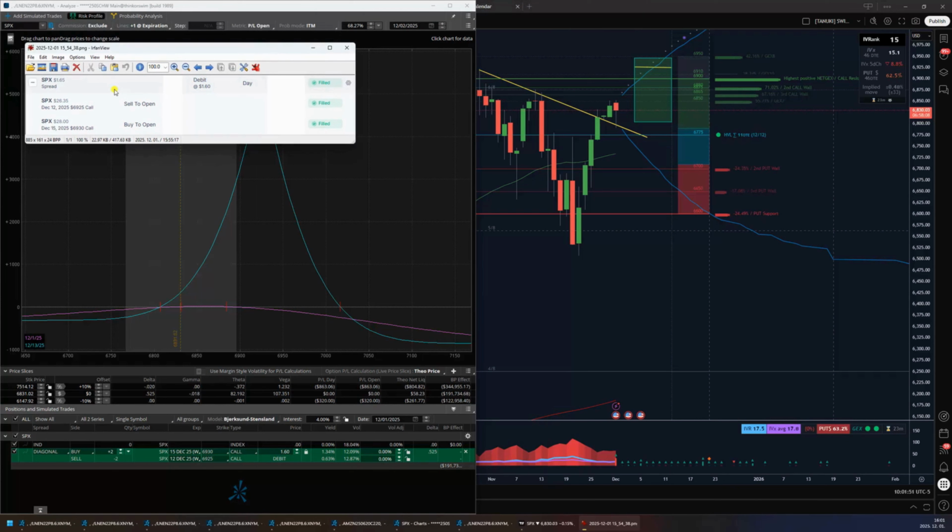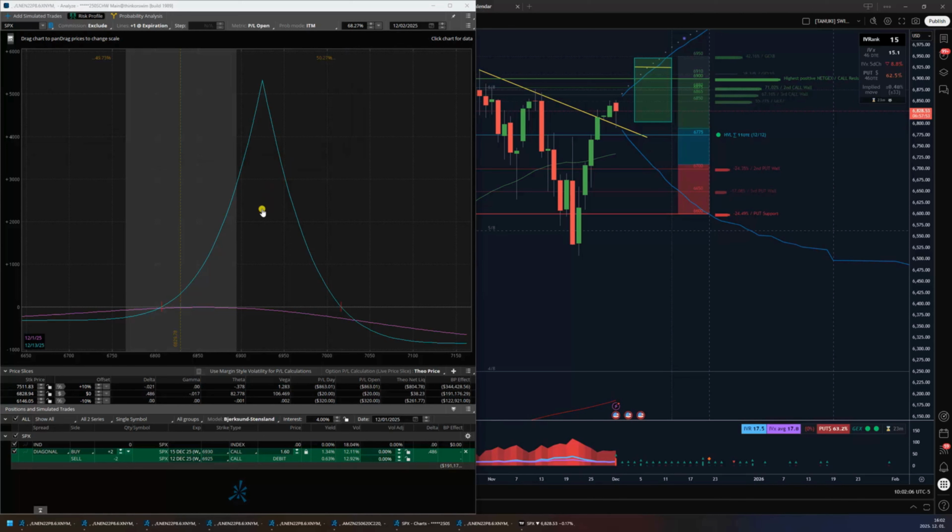Here you can see the sell to open was the short leg, and the buy to open was the long leg, and this is the 12th of December, this is the 15th of December. And the debit was $1.6. So this is how the position was opened on Trader, and we still have like 11 days until expiration.